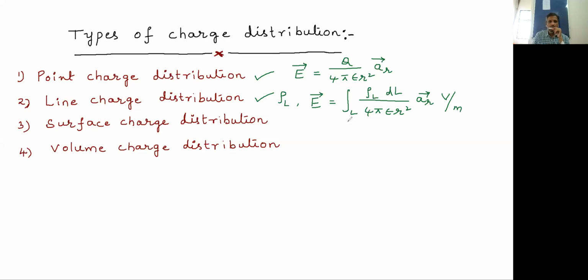This is actually for a finite line charge distribution, and by taking the limits from minus infinite to infinite, we can extend it for infinite line charge distribution. Now, we are going to see the surface charge distribution and volume charge distribution. First, we'll start with the surface charge distribution, which is the third type of charge distribution.